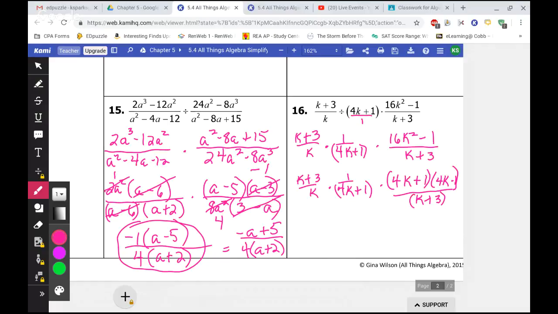You'll note that k plus 3 factors diagonally with k plus 3, and 4k plus 1 factors out the 4k plus 1 diagonally. So on the top, we have 4k minus 1 left. And on the bottom, we have k. So that's your final answer.